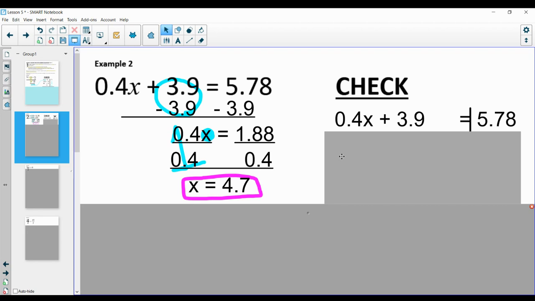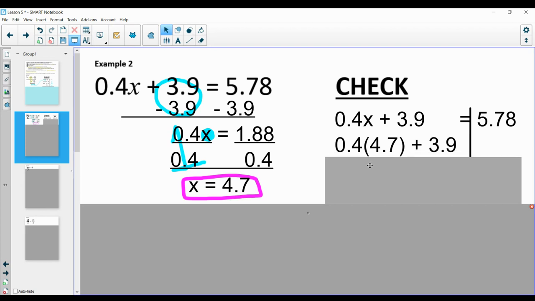What's the second step? Well, what's the point of the check? We're checking to see, is x really 4.7? So let's plug it in. Wherever we see x, let's plug in a 4.7. So the x was right over here. So I just used my solution and plugged it in there.